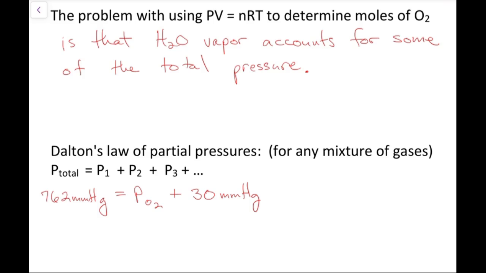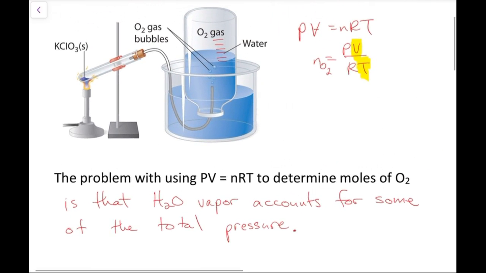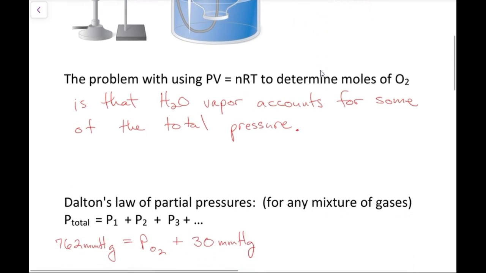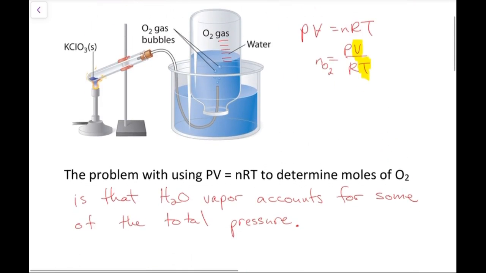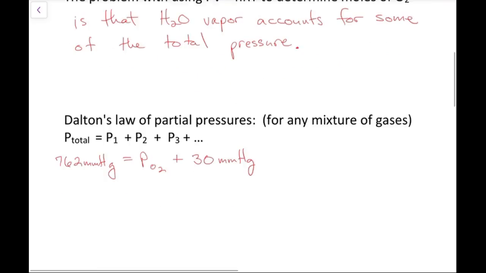So you could pretty easily figure out what pressure is due to oxygen, right? It would just be 762 minus 30. So when I go to use my ideal gas law to solve for the number of moles of oxygen, instead of using 762 here, I would use 732, right? I would subtract 30, okay?